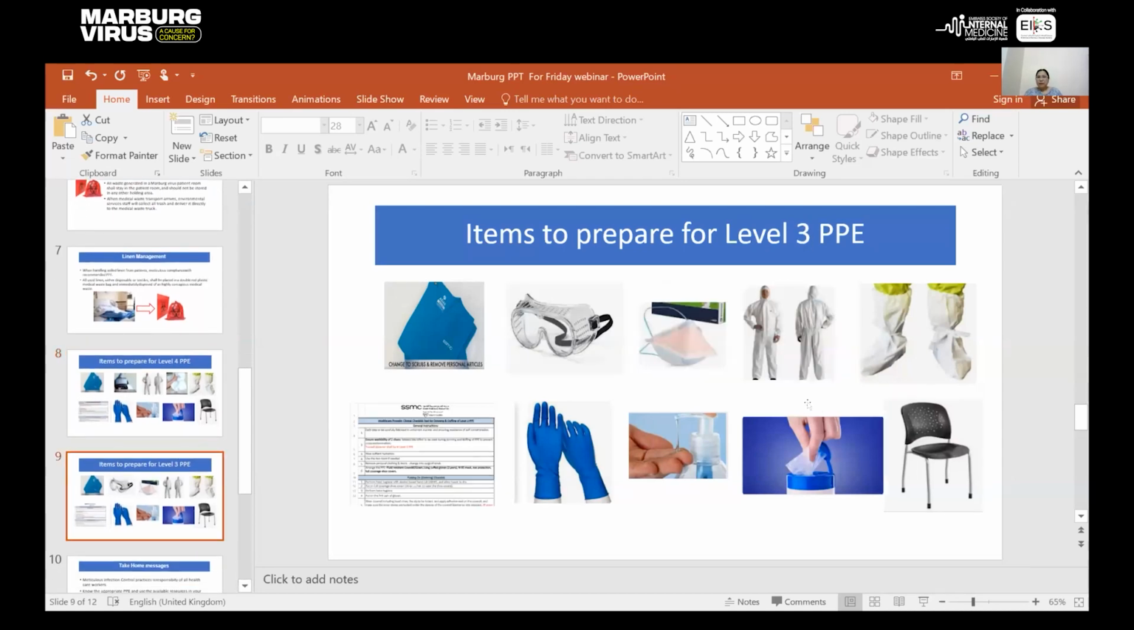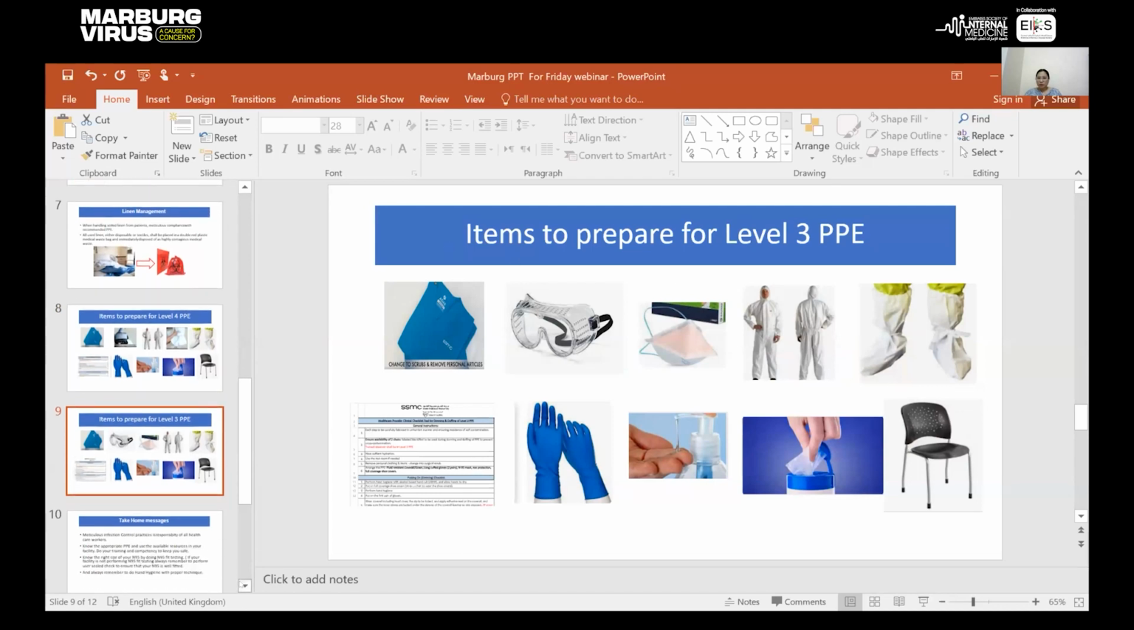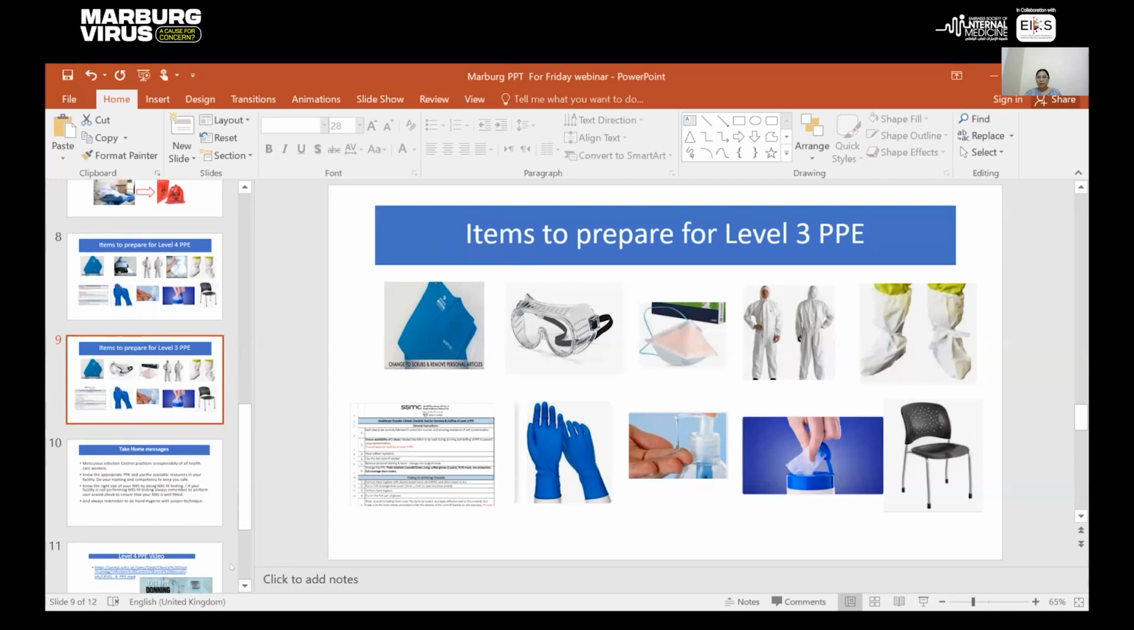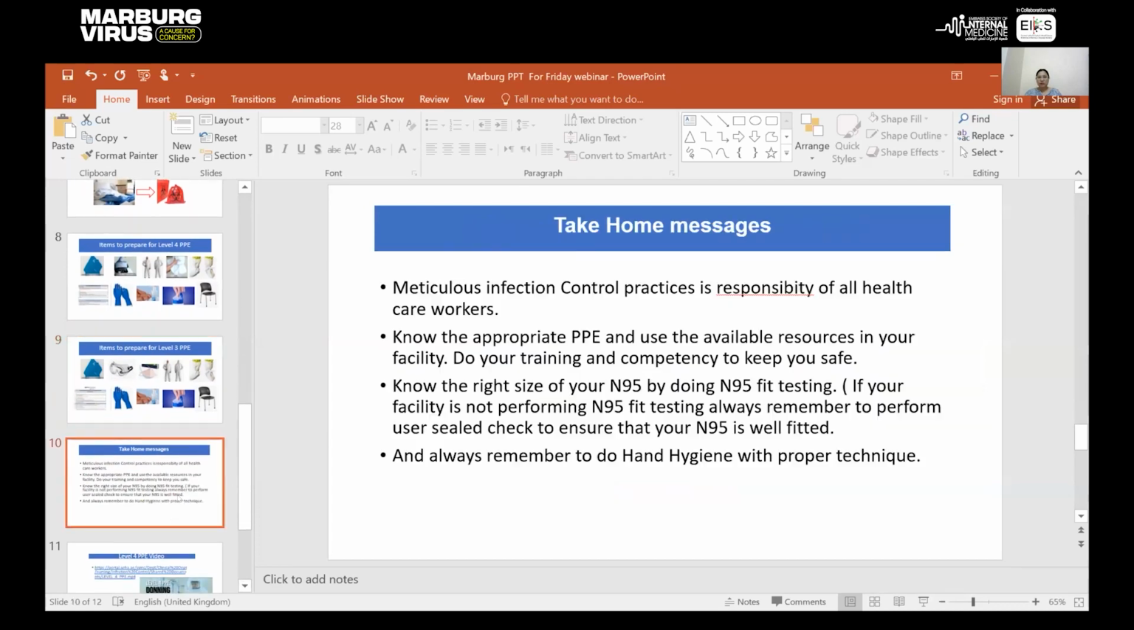So for the level 3 PPE, the only difference here is the use of N95 and the goggles, which other facilities, if you don't have this proper machine, can use as an alternative to keep our staff safe to give care to the Marburg virus patient.